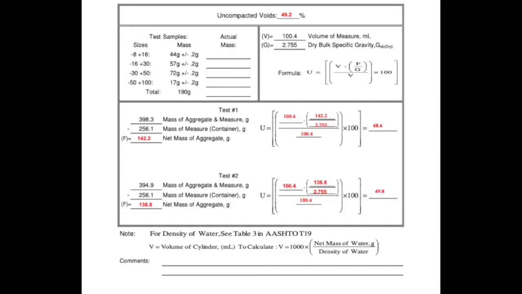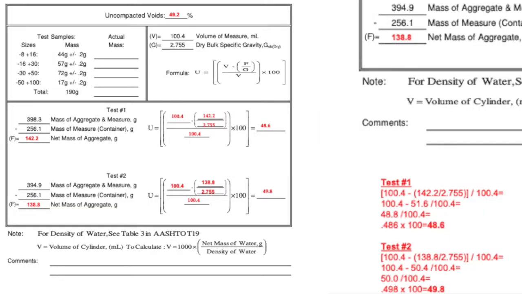If you move down to test number 1 portion of the worksheet, to your left, you will see the letter F, which represents the net mass of the aggregate, which is a 142.2. So we're just simply going to use those values provided to plug those numbers into the formula to the right on test 1. So let's look at test 1. We'll plug these values into the formula.